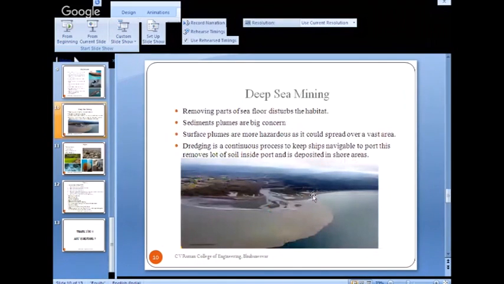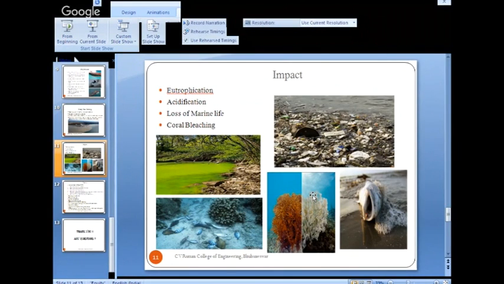Now these are the sources. Coming to the impacts, what impact it is having. Basically it is divided into four types: eutrophication, acidification, loss of marine life, and coral bleaching. Eutrophication is due to the flowing of nutrients and fertilizers into the sea bodies. As you can see in this figure, there is growth of algae which deprives the marine life inside those water bodies of oxygen. So it creates, you can see here, the dead bodies of some life forms in the marine due to this reason.